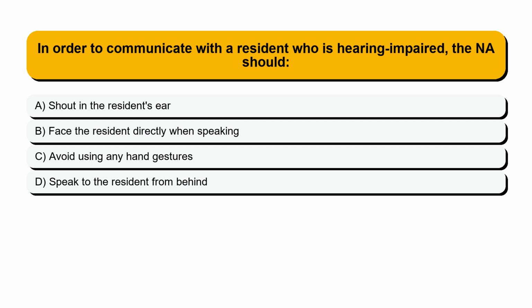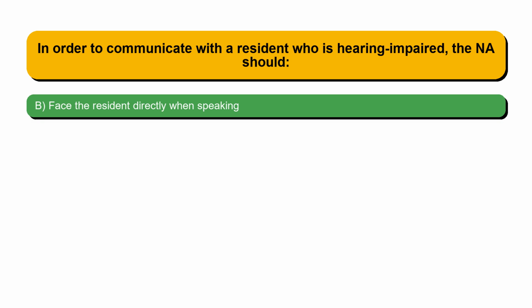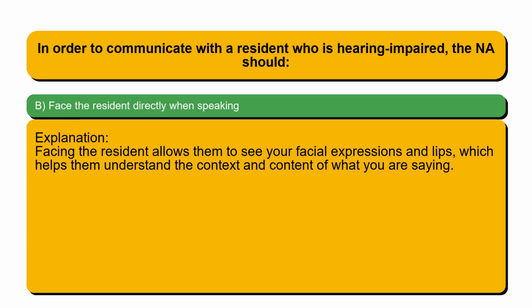Question 73. In order to communicate with a resident who is hearing impaired, the NA should option A, shout in the resident's ear. Option B, face the resident directly when speaking. Option C, avoid using any hand gestures. Option D, speak to the resident from behind. The correct answer is option B, face the resident directly when speaking. Facing the resident allows them to see your facial expressions and lips, which helps them understand the context and content of what you are saying.